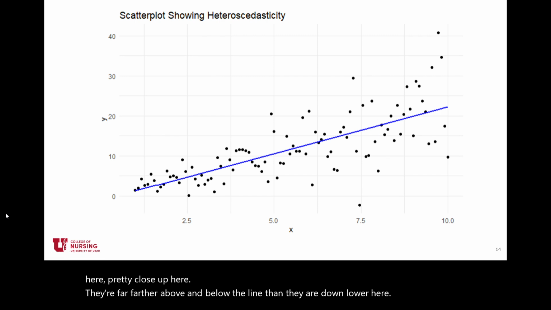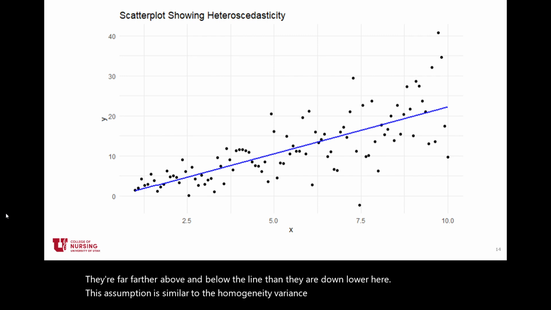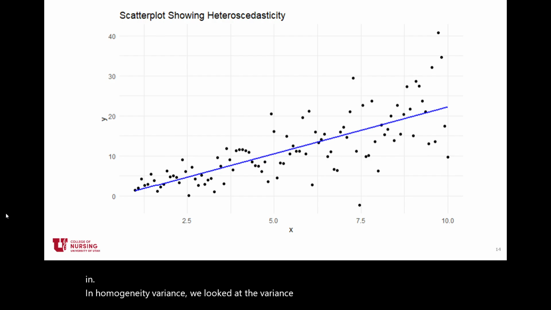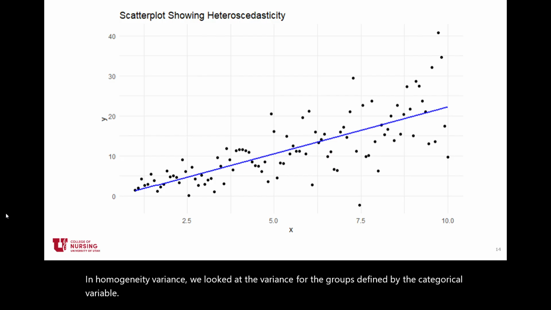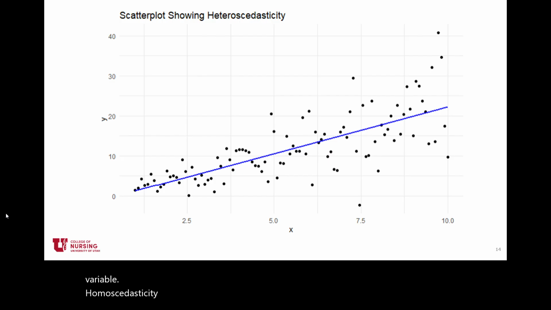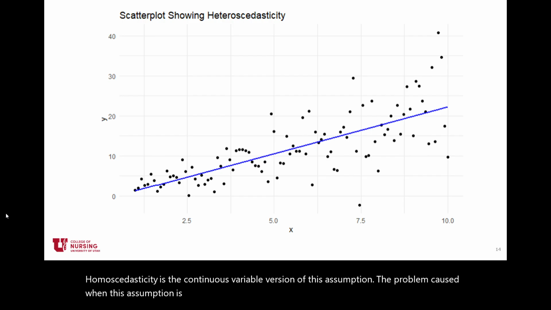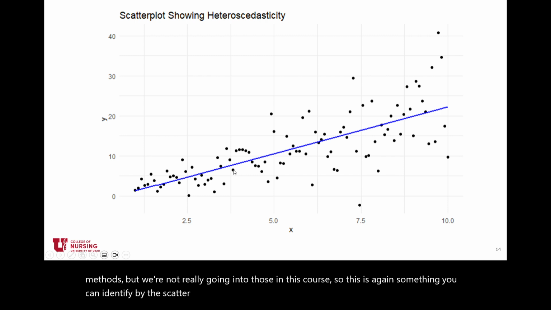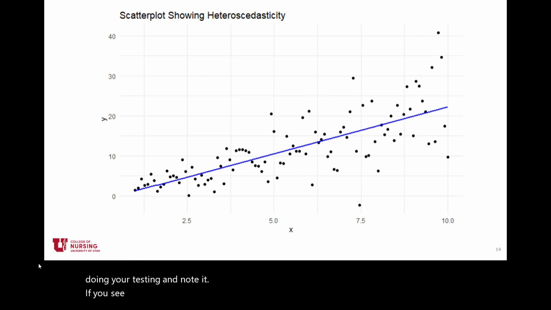This assumption is similar to the homogeneity of variance assumption we looked at for t-tests and ANOVA. In homogeneity of variance, we looked at the variance for the groups defined by the categorical variable. Homoscedasticity is the continuous variable version of this assumption. The problem caused when this assumption is violated is the p-values are inaccurate. The solution is to use robust methods, but we're not really going into those in this course. So this is, again, something you can identify by the scatter plot, and you just want to evaluate for this assumption when you're doing your testing, and note it if you see an issue with it. Be transparent.